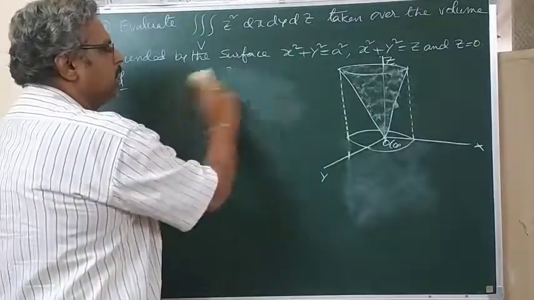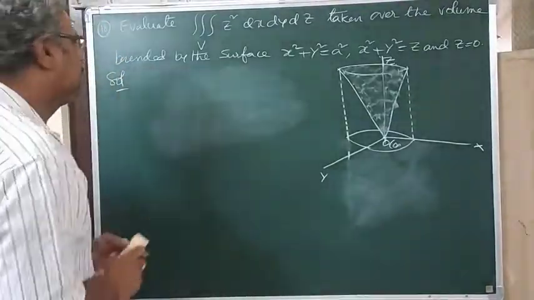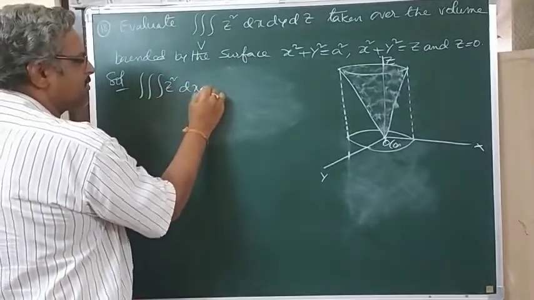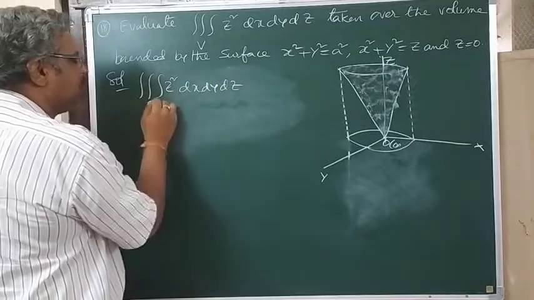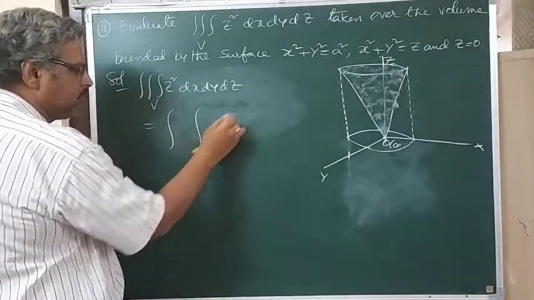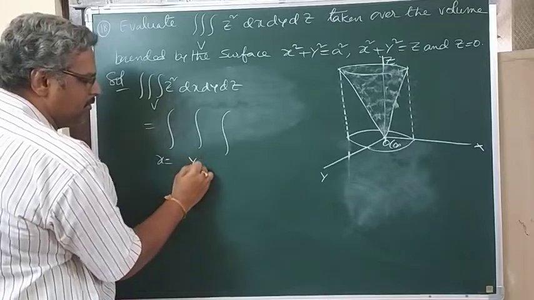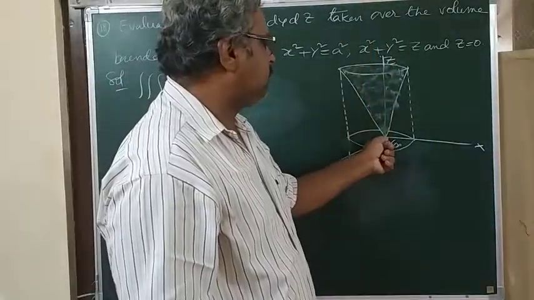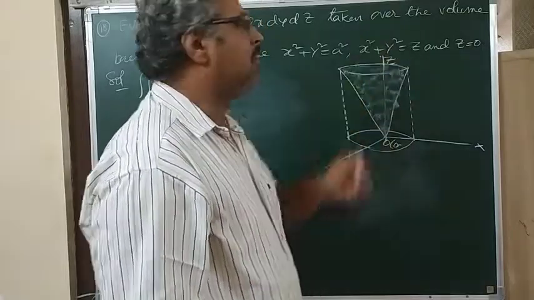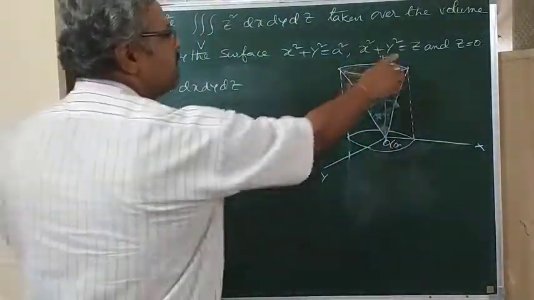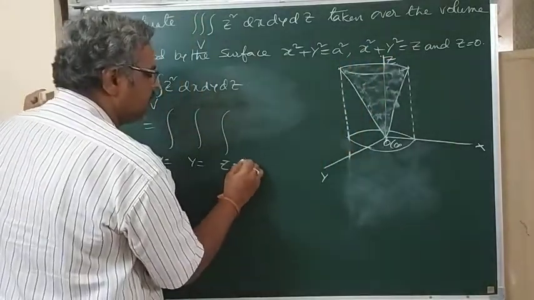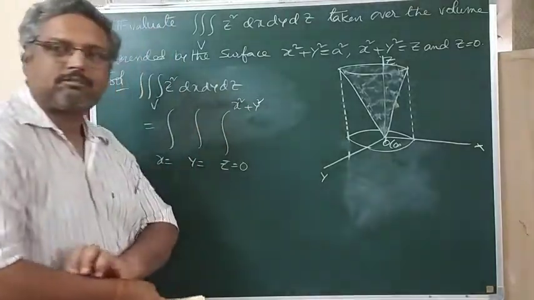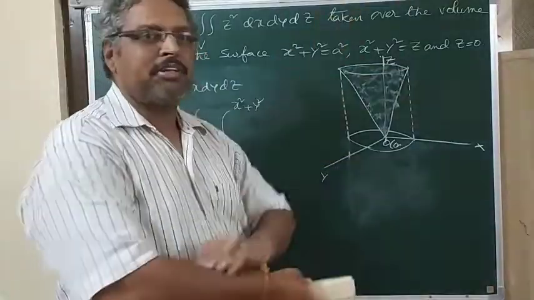Then how to find the limits? Now the triple integral of z square dx dy dz over the volume D equals, now x limits, y limits, z limits. Now along the z axis, z equals 0 to this entire surface. What is the surface? z equals 0 to x square plus y square. Okay. So along the axis, the third dimension is over.